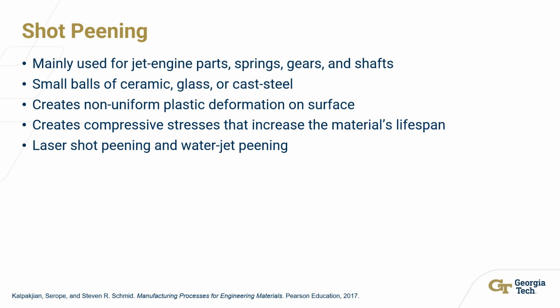This deformation causes the material to have compressive stresses on the surface, which helps with the lifespan of the material. Laser shot peening and water jet peening are also similar methods, but use laser shocks and water to produce a similar effect.